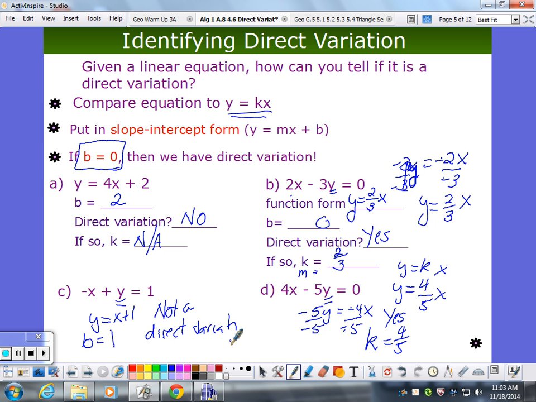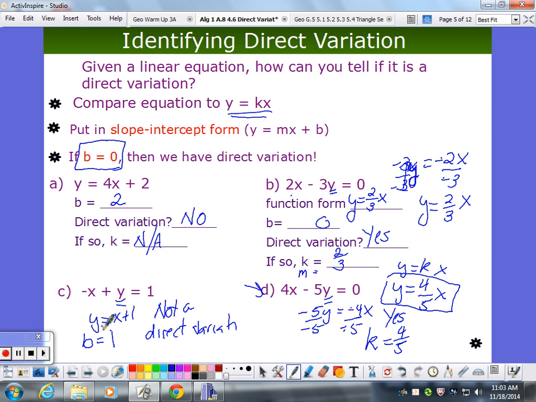That's all there is to it. Don't make it harder than it is. It depends what the question is, right? The question I'm asking here: is this a direct variation? And if it is, what's the constant of variation? So to find out, solve it for y, which I did. I know it's a direct variation because the y-intercept is 0, and it's linear, and m and k are the same thing. The constant of variation is 4/5. That's it. Make sense?